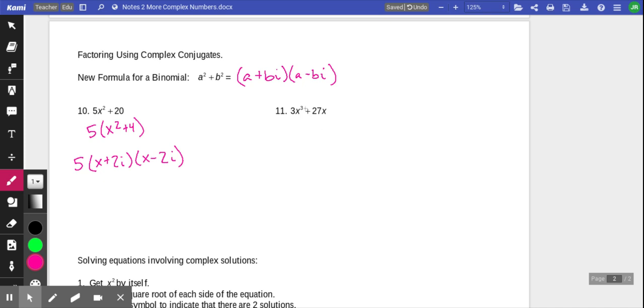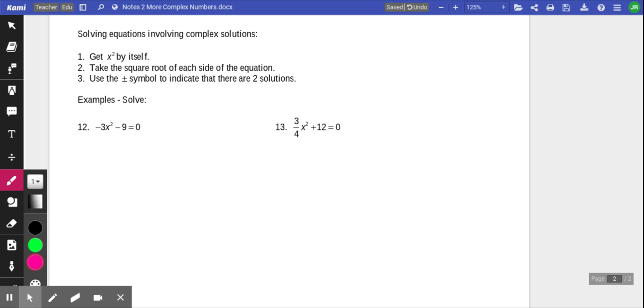Final answer. So the next one, we have 3x to the third plus 27x. Your first instinct would probably be to use a cubic formula, but always check order and GCF. So it's in order, and there is a GCF. The GCF is 3x. So what we're left with is x to the second plus 9. Okay, so that x to the second plus 9, we can use the above formula and write this as (x plus 3i) and then (x minus 3i). The reason why we need to make sure to include the i's in there is because 3 times negative 3 is negative 9. We want positive 9. We'll get that by multiplying i times i, which is negative 1.